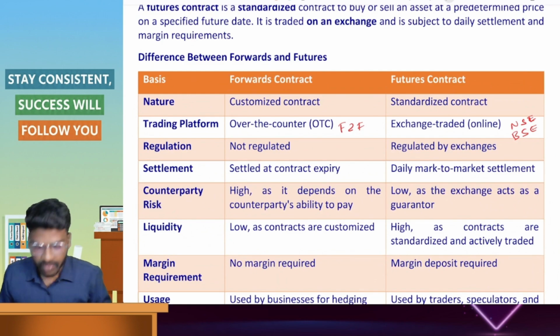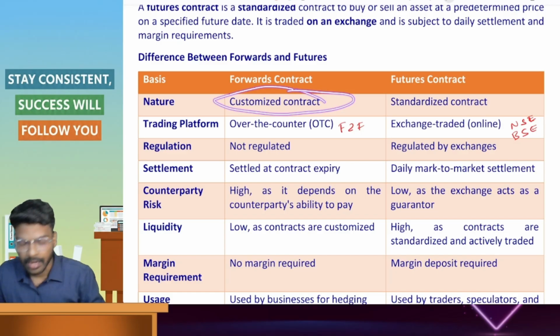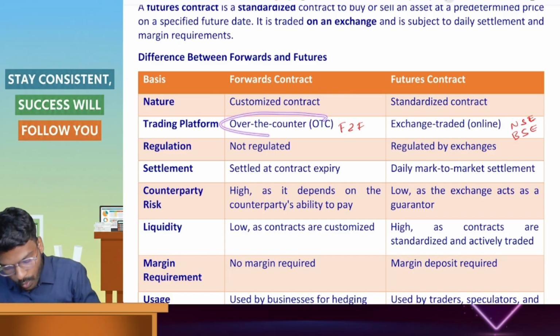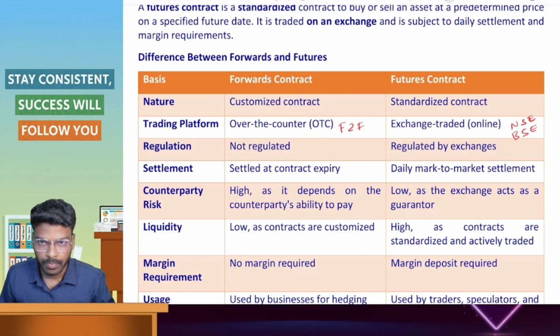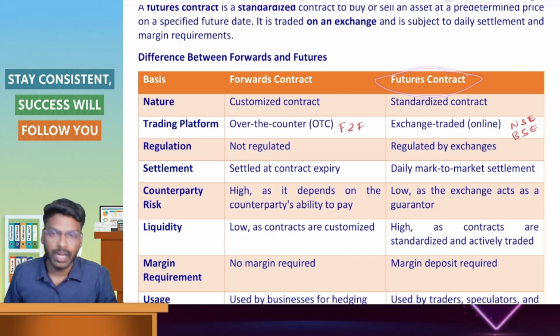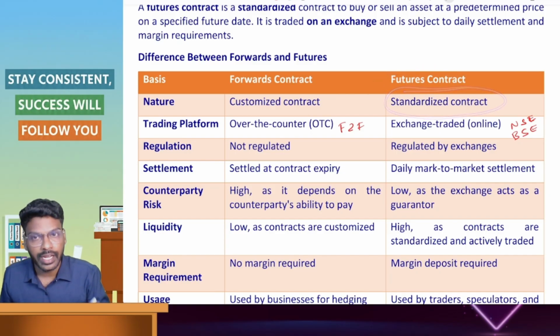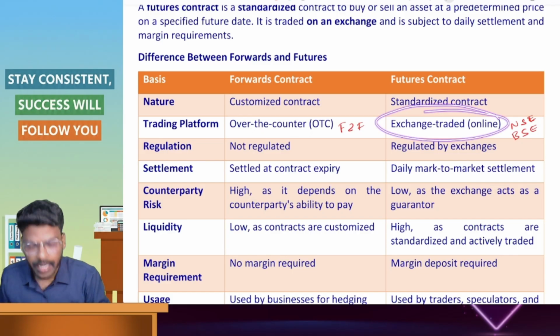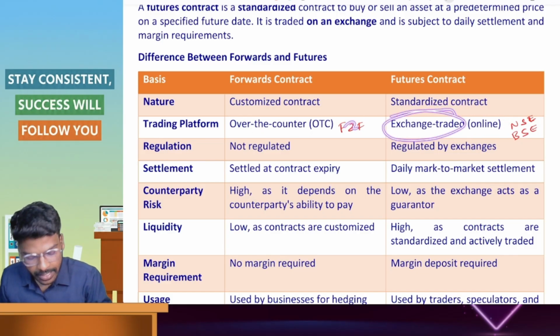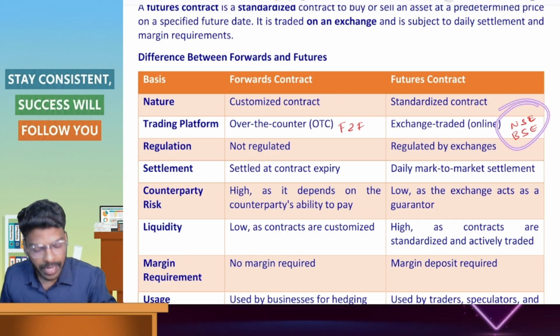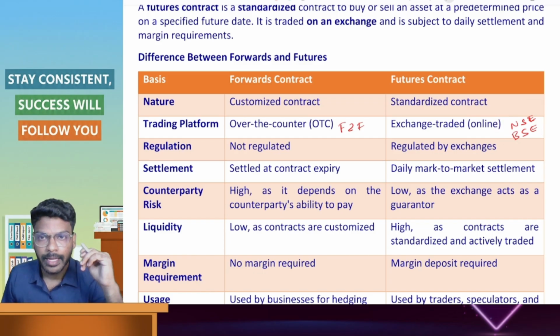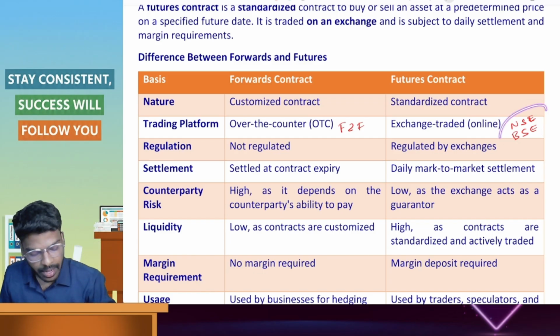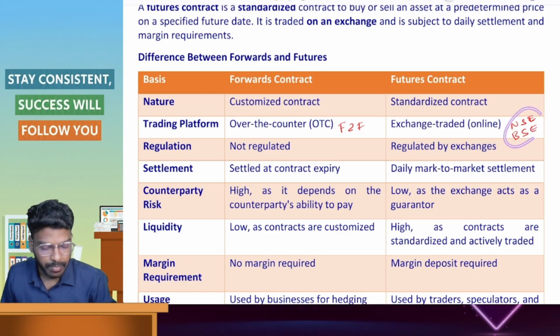A forward contract is a customized contract which is done on an over the counter basis, that is face to face. A futures contract is standardized and regularized. It is done on an online platform, that is exchanges. Exchanges are NSE and BSE. There is an intermediary in the futures contract, the NSE and BSE.